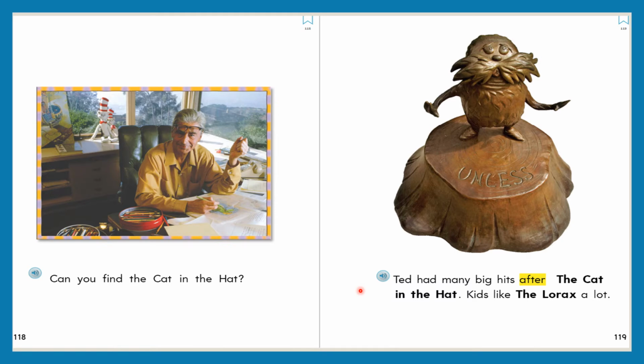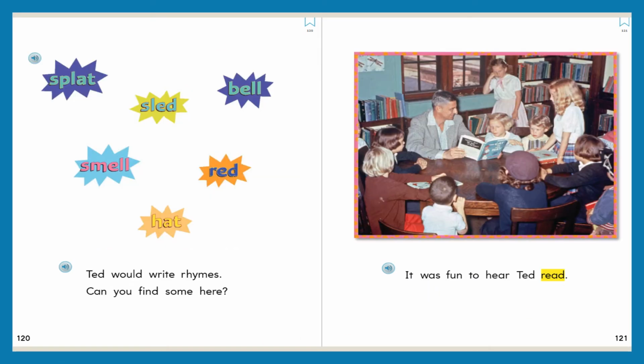Ted had many big hits after the Cat in the Hat. Kids liked the Lorax a lot. Ted would write rhymes. Can you find some here?